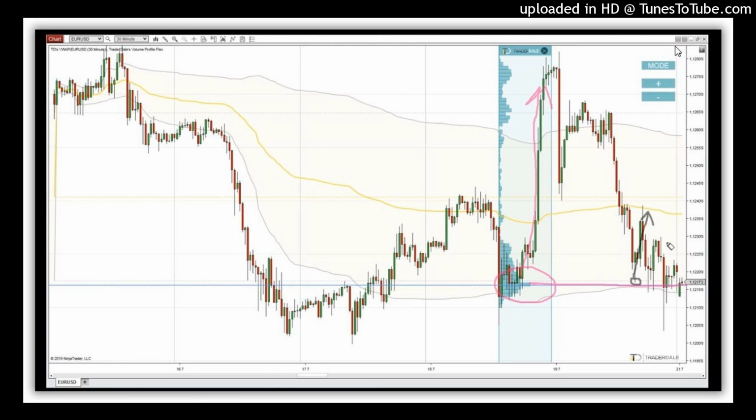And also, a little bit below that, there is this confirmation of the first deviation. Another possible long. Alright, that's how I like to use the VWAP, as a combination with the volume profile.